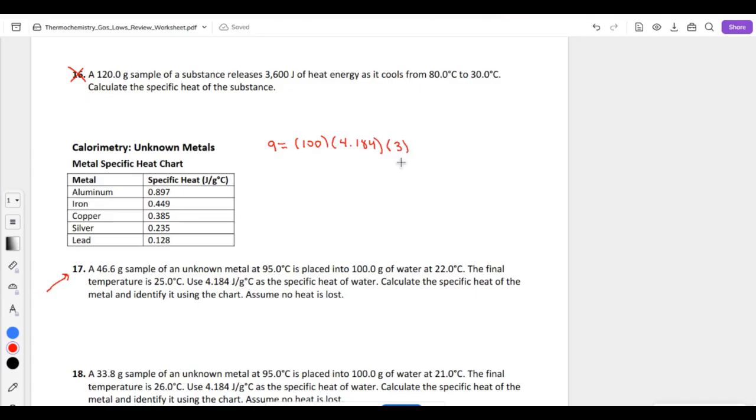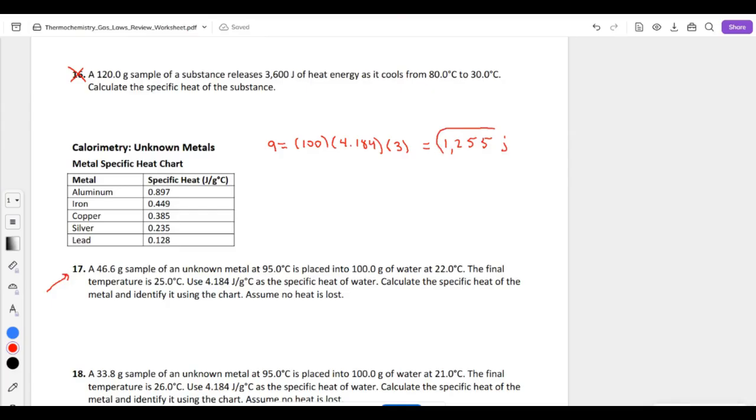All right, so now this is going to tell us how much heat energy the water gained from the hot metal. And it's just multiplying them. So 100 times 4.184 is 418.4, times 3. So 418.4 times 3 equals what the water gained from the hot metal. It gained 1,255.2, but we'll just round it off, joules.